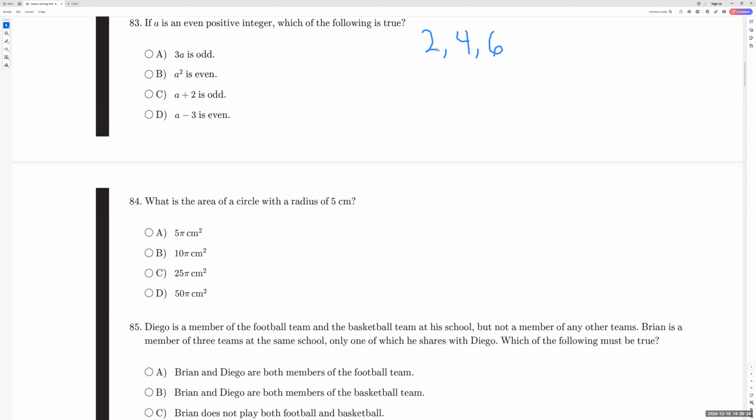So this says that 3A is odd. Of course, A, we're going to make A equal 4. So 3 times 4 is 12. So 3A is odd? No, because 12 is even. A to the second power is even. That would mean 4 to the second power, which again is 4 times 4, which is 16. That is even, so that may be the answer.